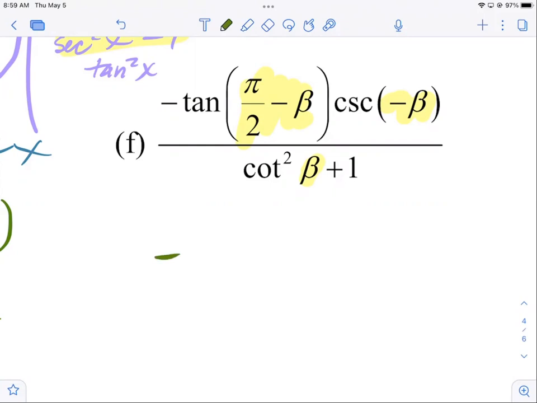So what's the cofunction of tangent? Cotangent. And what's the complement of pi halves minus beta? Beta, right? So tangent of pi halves minus beta is just cotangent of beta, and the negative's still out there. Cosecant of negative beta. Cosecant is what? Even or odd? Still odd, right? So the negative comes out front.